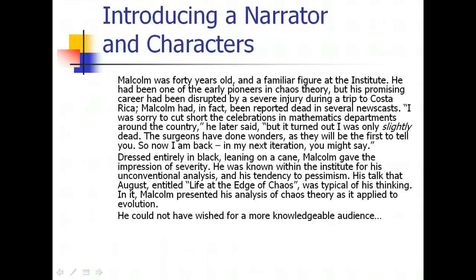Read the following passage from The Lost World by Michael Crichton. Mr. Crichton starts out as an omniscient narrator, observing Malcolm's appearance and previous events in his life. Then he goes into Malcolm's head, stating, "He could not have wished for a more knowledgeable audience," introducing the character.